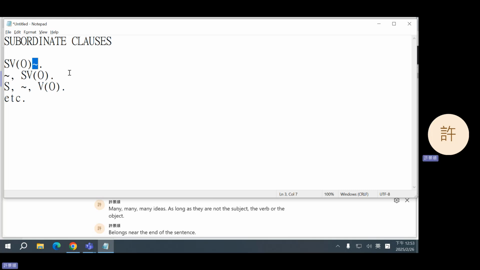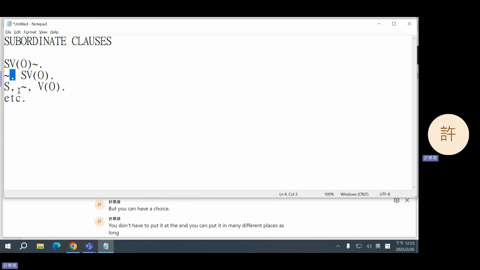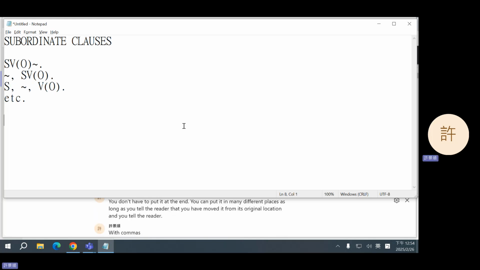But you can have a choice. You don't have to put it at the end. You can put it in many different places, as long as you tell the reader that you have moved it from its original location, and you tell the reader with commas. So let me give you an example.